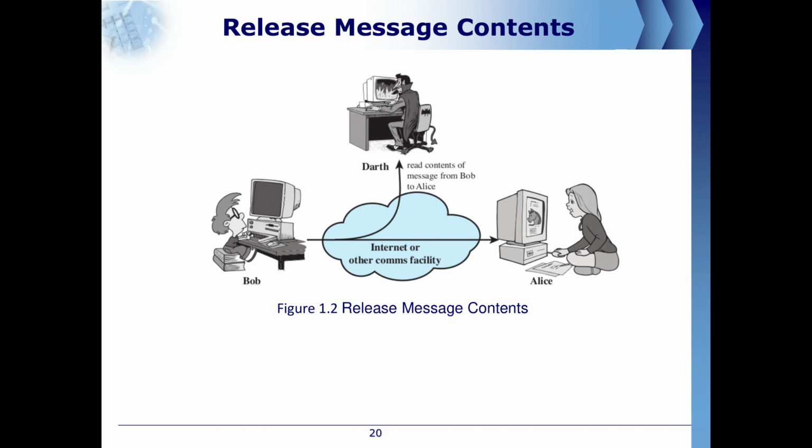Release message contents. In Figure 1.2, Bob initiates a release message to communicate with Alice. However, Darth intercepts the message and reads its contents, gaining unauthorized access to the information intended for Alice.